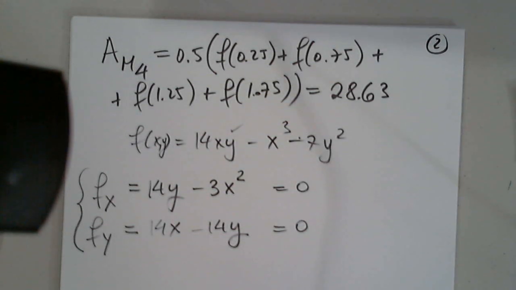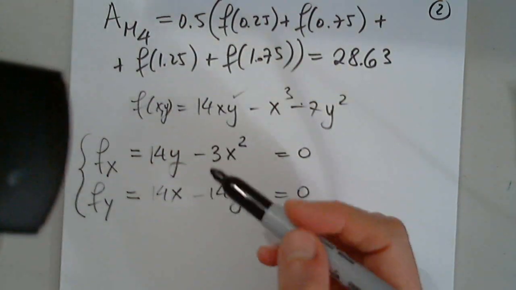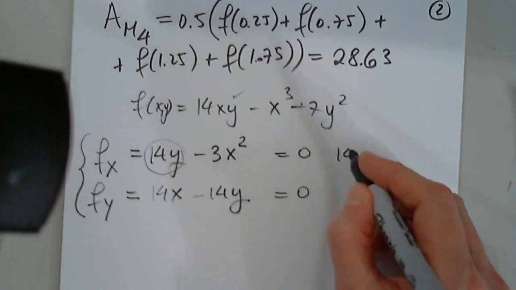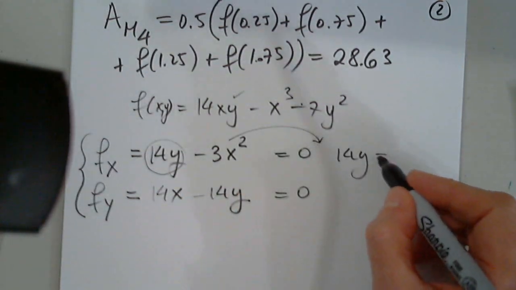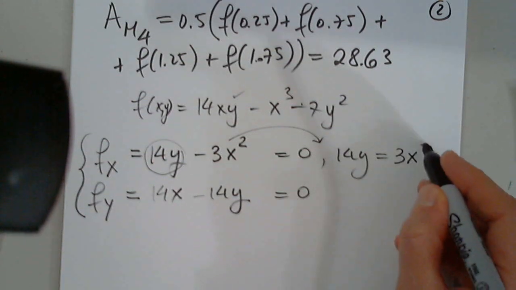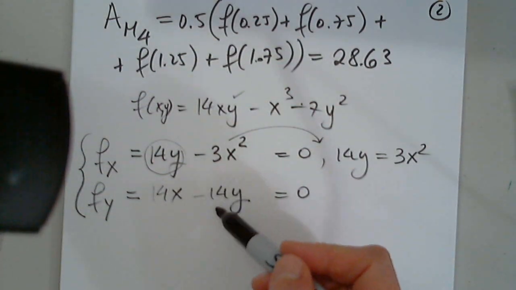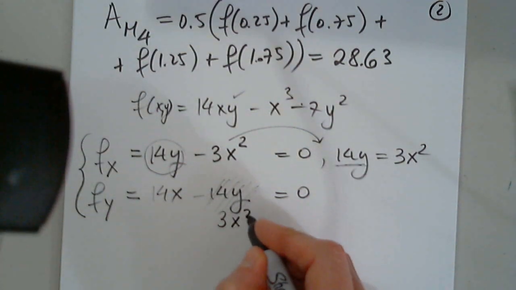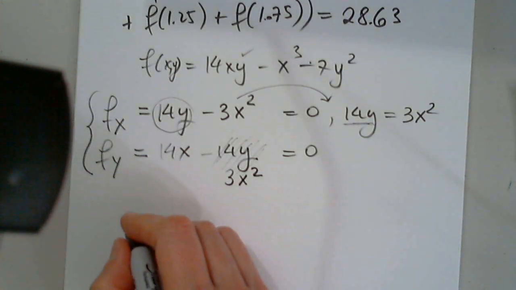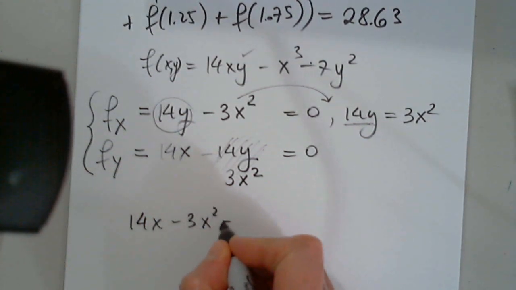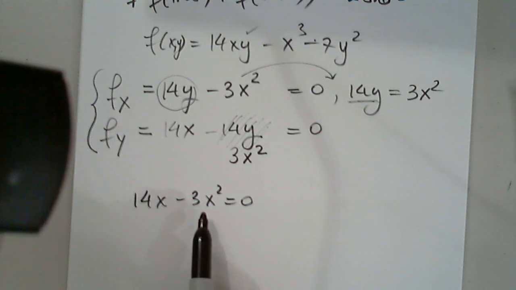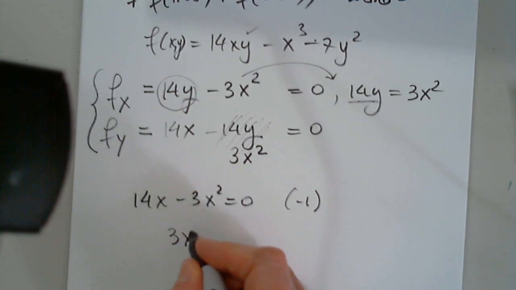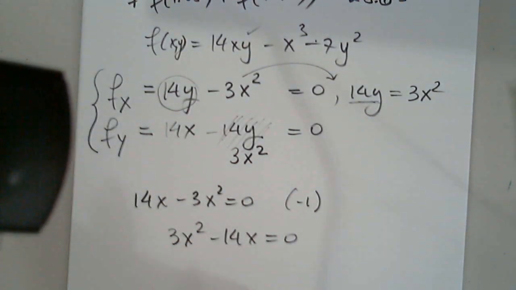Okay, perfect. Next, I have to try to solve this. So what I notice is that 14y from here is equal to 3x squared. So I'm going to replace 14y by 3x squared. And let's see what happens. So this is 14x minus 3x squared equals 0. Quadratic, I will rearrange it and multiply by negative 1. So I have 3x squared minus 14x equals 0.